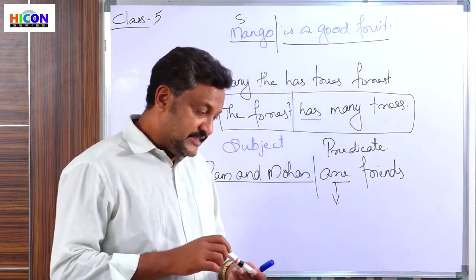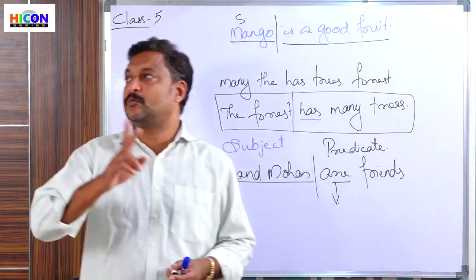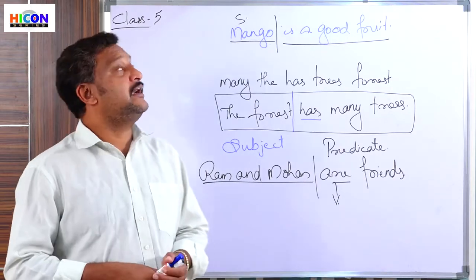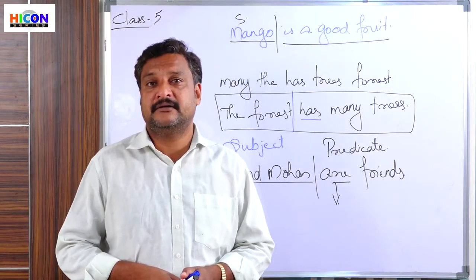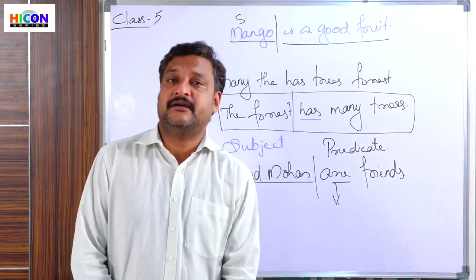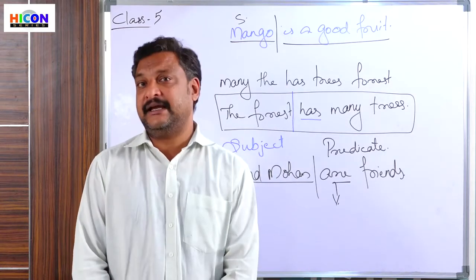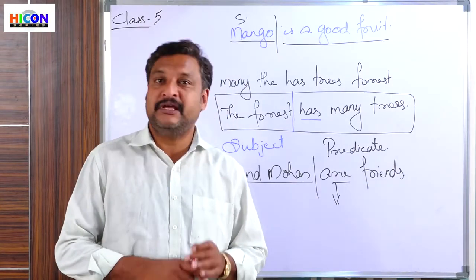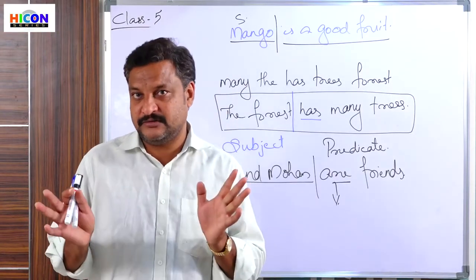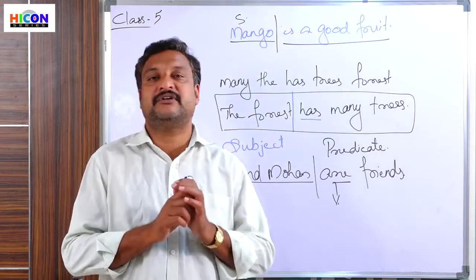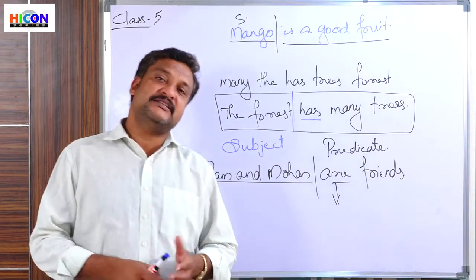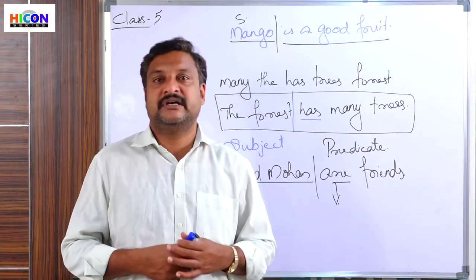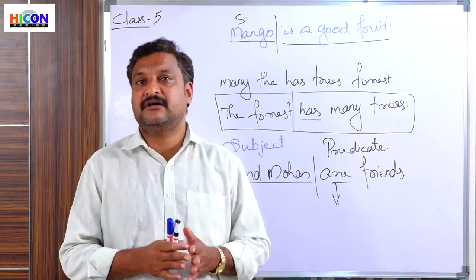So subject and predicate are the two parts of a sentence, and it's easy to identify them based on the verb in the sentence. There cannot be any sentence without a verb. If there is a sentence, we have to use a verb. Based on this verb, we can easily identify which is the subject and from where we have the predicate.